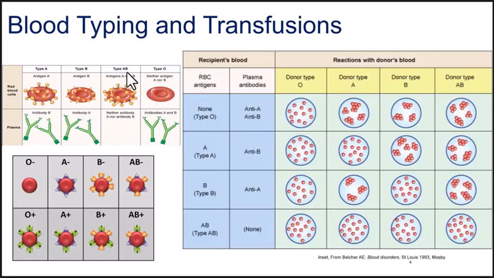Type AB blood has both A and B antigens, and so it should make sense that it won't have any antibodies within the plasma for type A or B, or it would attack itself. Type O blood doesn't have A or B antigens, so it has both antibodies. And so this needs to be considered for the purposes of donation, and you can use this chart on your own to help explain it.